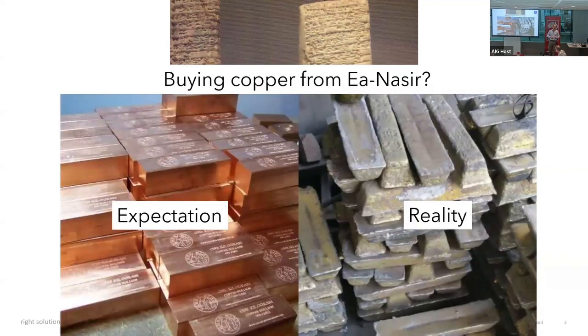So if we're buying copper from Ea-Nasir or any copper merchant in Mesopotamia, there's expectations and there's reality. And one of the key roles of a lab is to help balance clients' expectations, but we also do need to deliver our methods, our products to clients that are fit for purpose and achieve an acceptable reality for everyone.